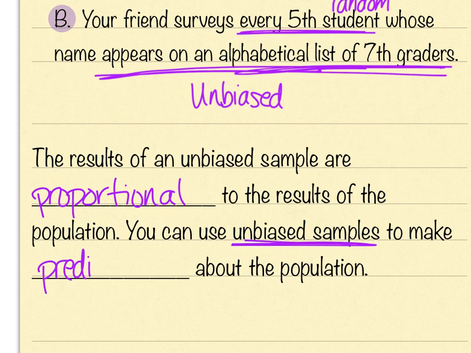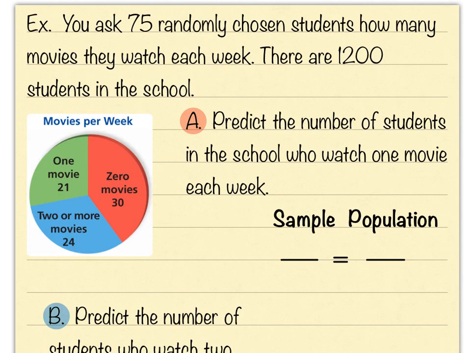Whoops, I did not spell that right. Let's try that again. Predictions. I think that's better. You can use unbiased samples to make predictions about the entire population. This is what people use surveys for. They use proportions, and then they make predictions about the entire population, even though they didn't ask everybody. So let's get our proportion hats on.